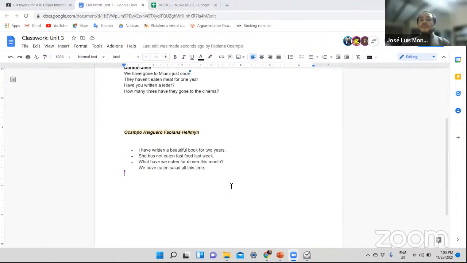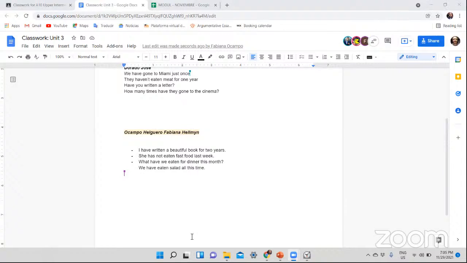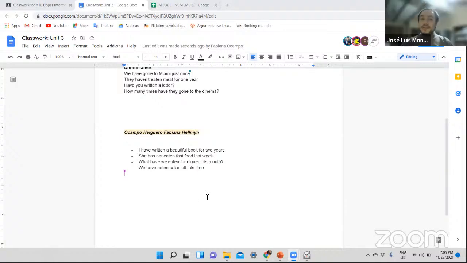And I'm finally going to finish with you, Fabiana. Let's read your examples, please. Okay, teacher. 1. I have written a beautiful book for 2 years. 2. She has not eaten fast food last week. And 3. What have we eaten for dinner this month? We have eaten salad all this time. Thank you very much. There's only one missing, right? One yes/no question, and it's okay. I only have one observation, and it's the same that I had for David.